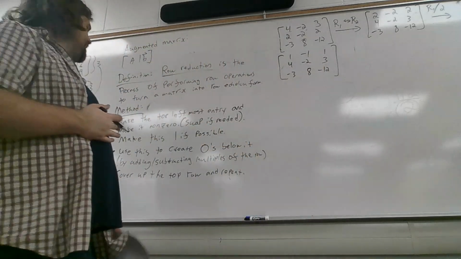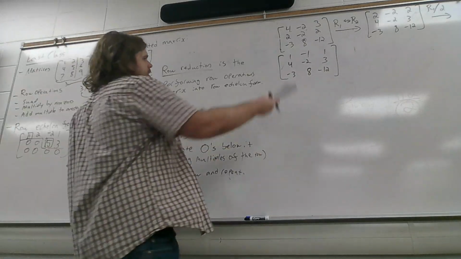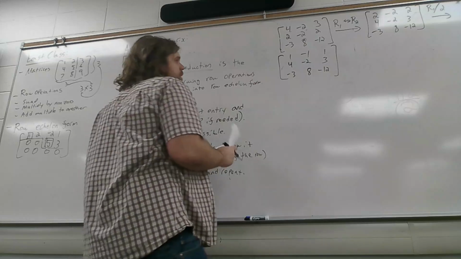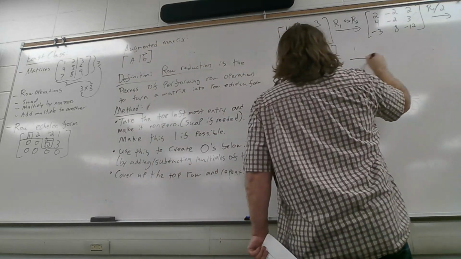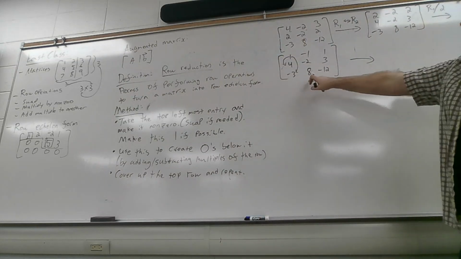So now we do the next step in the process, right? Use this to create zeros below it. Well, how do we create zeros below it? We just add or subtract multiples of this row from these. So we want to use this to make that a 0 and that a 0.